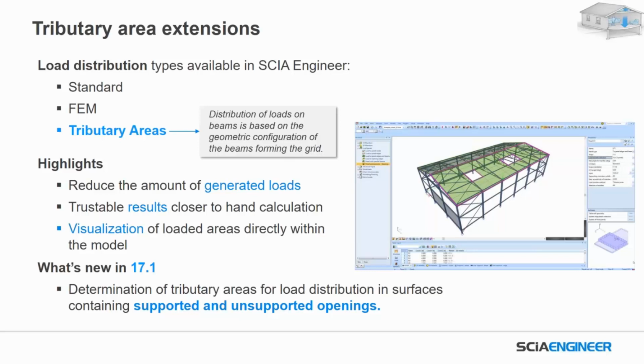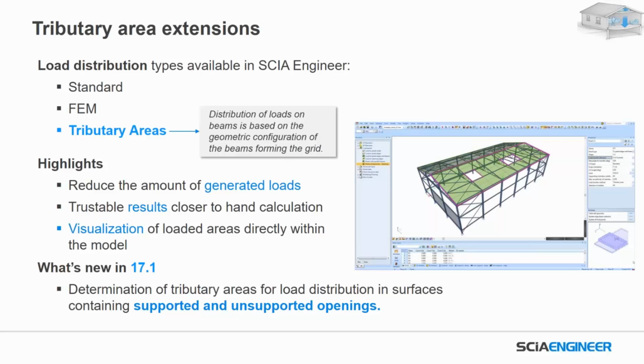Essentially, a distribution of loads on beams is based on the geometric configuration of those beams, forming a grid. So you get spacings of where load is applied to a certain beam. The highlights of this are that we reduce the amount of generated loads, because it's a simpler calculation. The results can be easily verified based on hand calculations. It's what we learned in university and college.